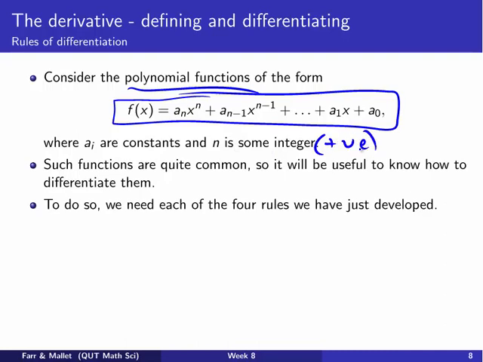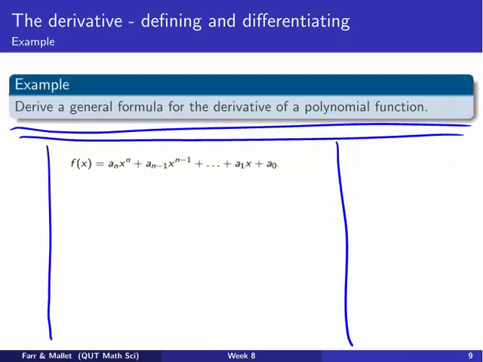So these kinds of functions are actually very common, and in fact when you get into higher mathematics, they're even used to approximate more complicated nonlinear functions. So it's useful to know how to differentiate them, because they pop up all the time. And we can come up with a rule to differentiate any polynomial by combining the four rules we've just seen. And that's exactly what we've got in this example. We need to derive or figure out a general formula for the derivative of a polynomial function. So I've just rewritten the polynomial function there, just to refer to.